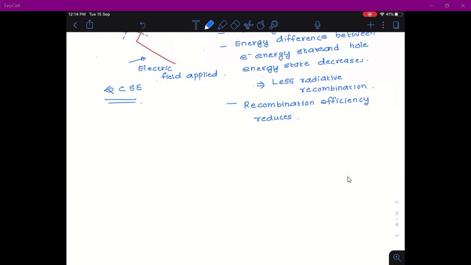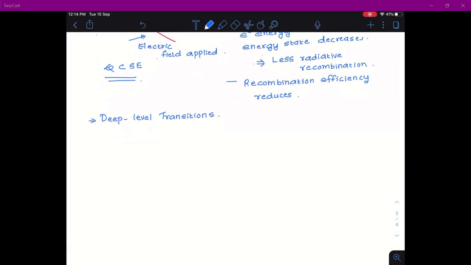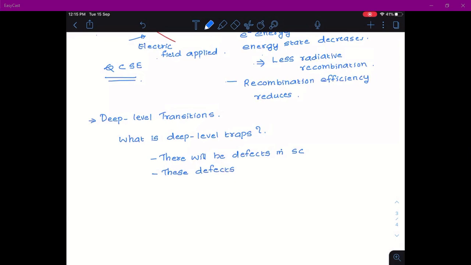Let us move on to the next topic, which is deep level transitions. Okay. So, to understand deep level transitions, we should understand what deep level traps are. So, when you make a semiconductor, you cannot make it perfect. There will be some kind of imperfections or defects in the semiconductor. And these defects will produce an extra energy state in the forbidden gap.